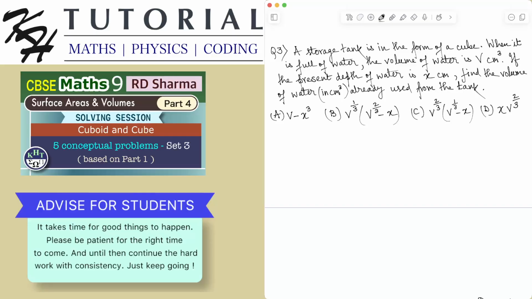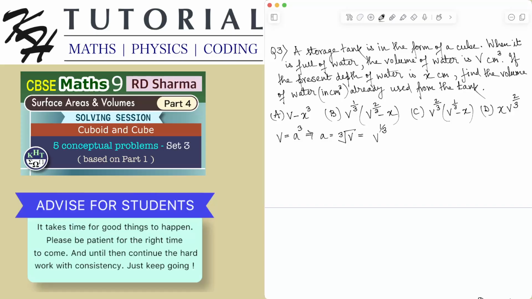Okay, so initially the tank was full, and the tank is in the form of a cube. Let's say the side length of the cube is a, then we have V is equal to a cube. Basically this means that a is the cube root of V, which in the exponential form is V to the power 1 by 3. So a is V to the power 1 by 3.